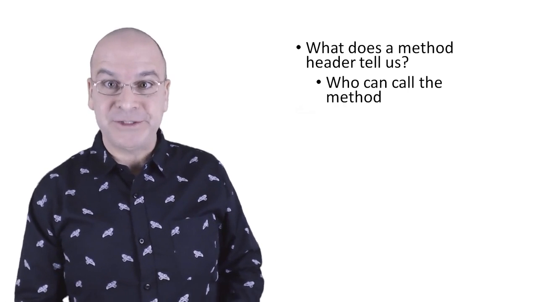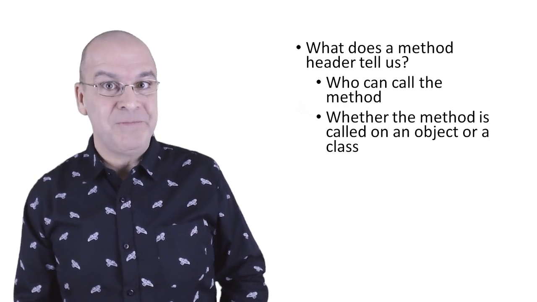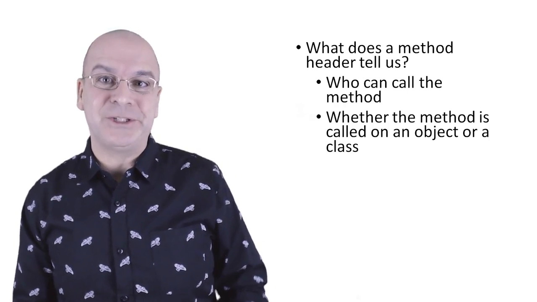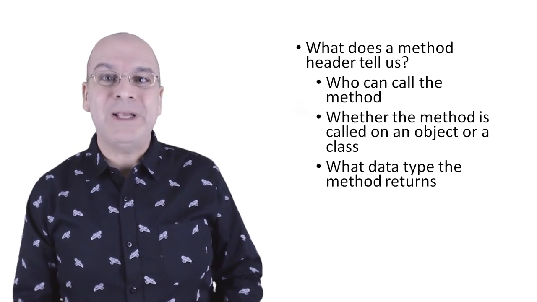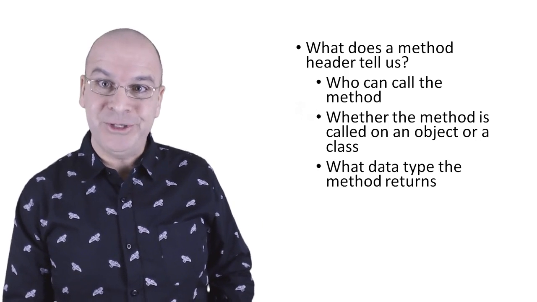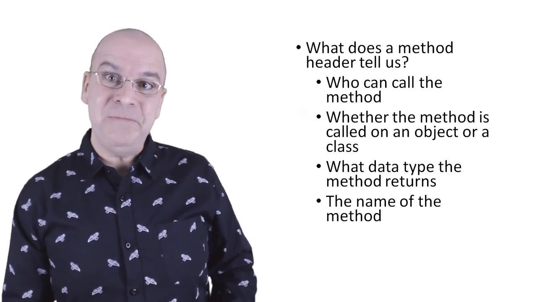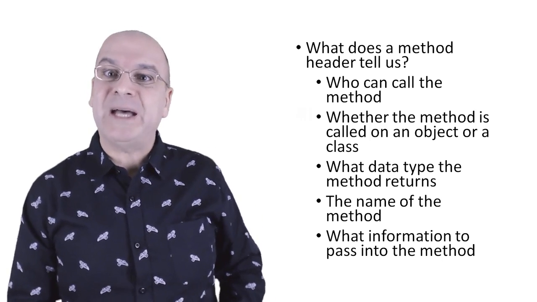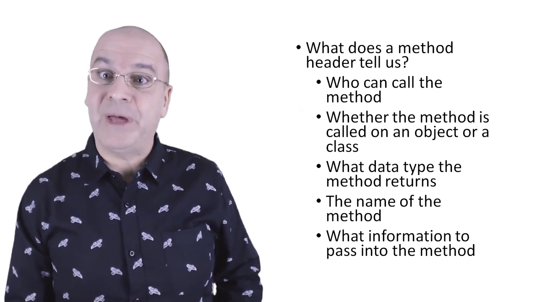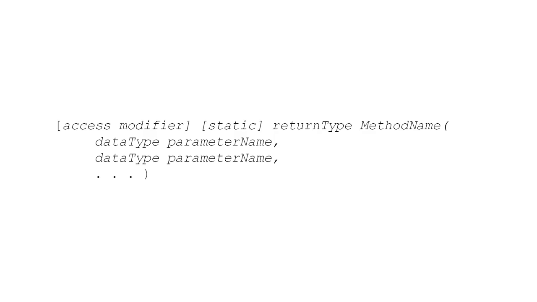A method header tells us who can call the method. It tells us whether the method is called on an object or a class. It tells us what data type the method returns. It gives us the method name. And finally, it tells us what information we pass into the method when we call the method. Here's an explanation of the syntax for a method header.